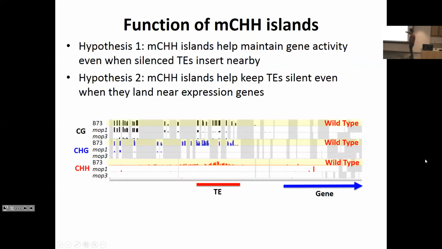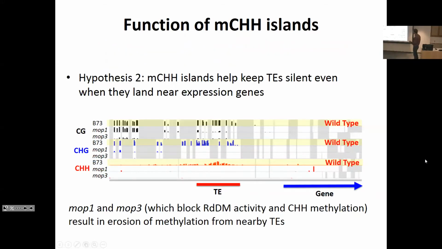The way we've looked at this is using a couple mutants that Vicki Chandler's lab found. These are called MOP1 and MOP3, and they both affect components of the CHH methylation pathway. So in wild type, we had a CHH methylation patch here. It's entirely absent in these mutants. What we see is when it's absent, we actually lose CHG and CG methylation further back into the gene.